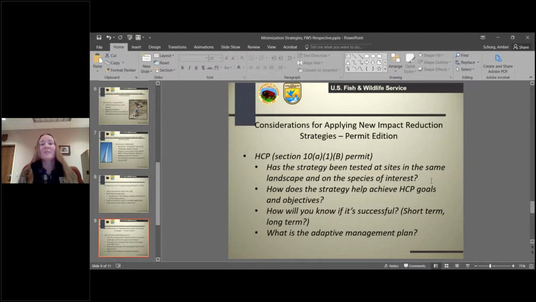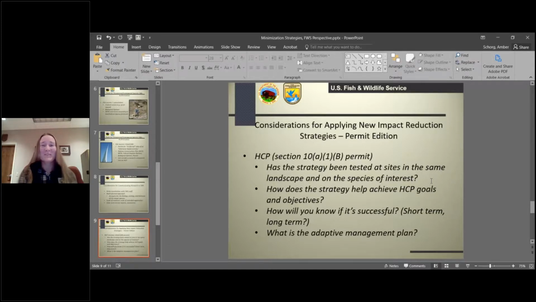Thirdly, how will you know if it's successful? Is your monitoring program strong enough to reflect whether or not the technology has been successful in meeting those goals and objectives and meeting the percent reduction that you're after, if that be the case? Is the technology successfully performing in and of itself, not just the bird and bat fatality monitoring underneath the turbine, but also is the unit functioning properly?